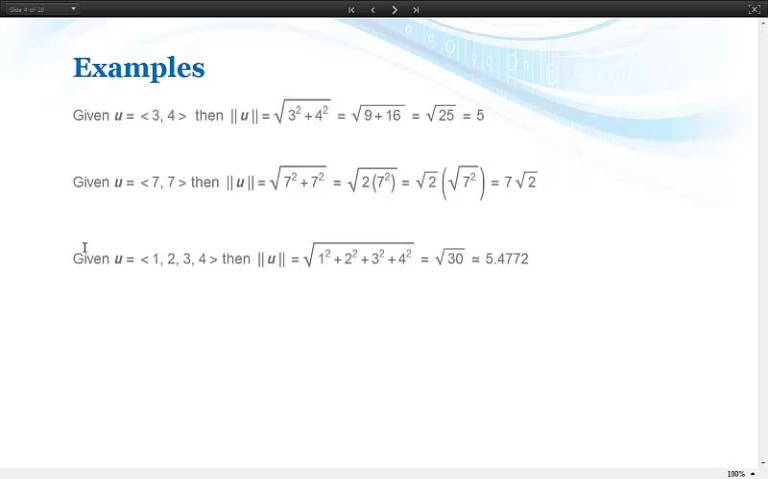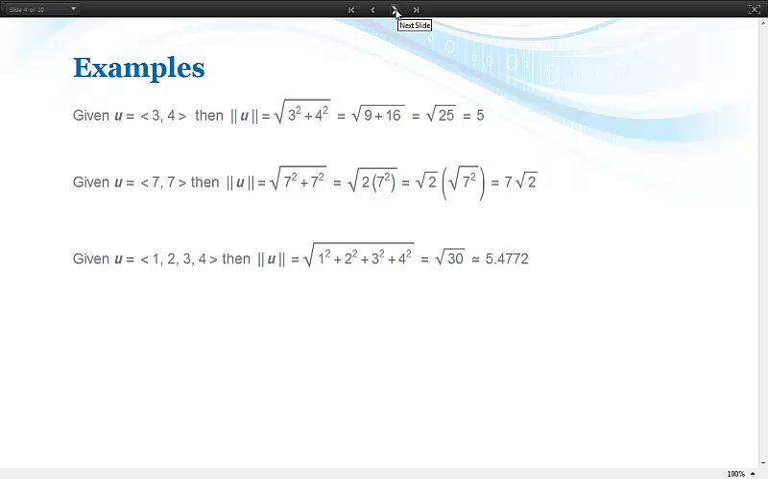And one more example. Given a vector in R4, four-dimensional space, with coordinates 1, 2, 3, 4, its length is the square root of the sum of the squares of the elements. So 16 plus 9 plus 4 plus 1 is 30. That's the square root of 30, or approximately 5.47.